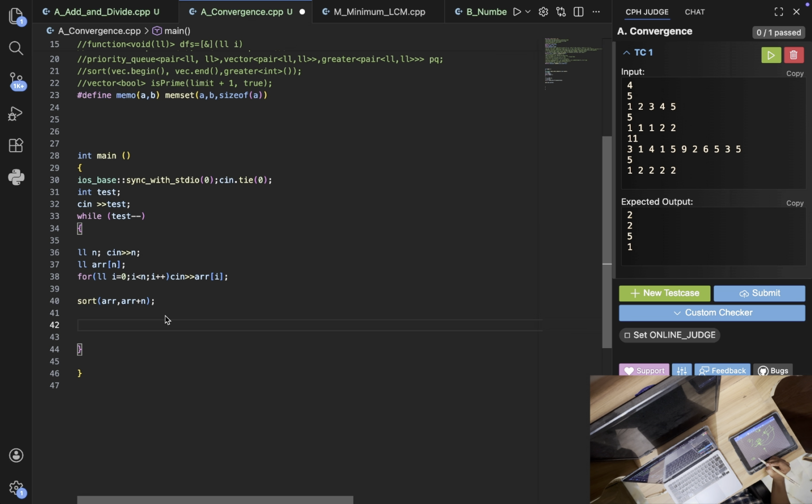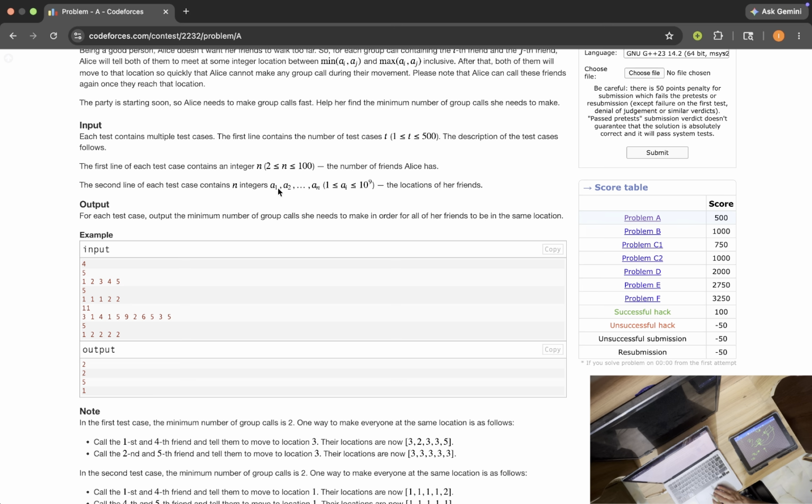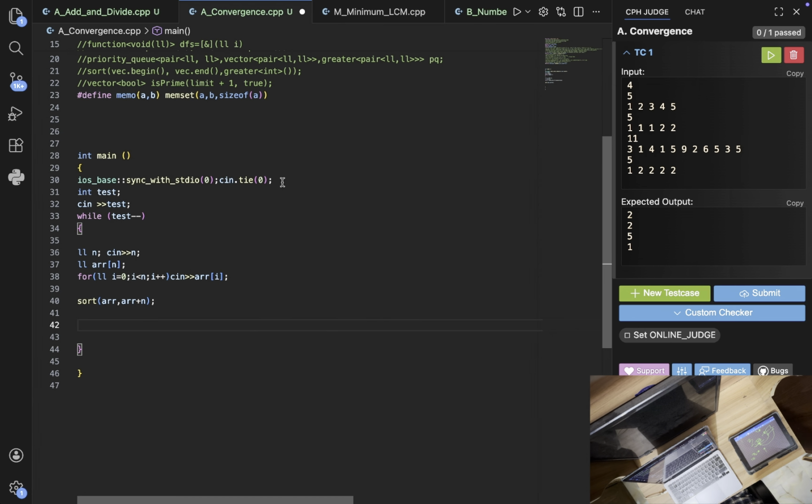Maximum answer can be n by 2. Okay. What's the value? Only 100. Should I do some brute force? I think I can do some brute force.